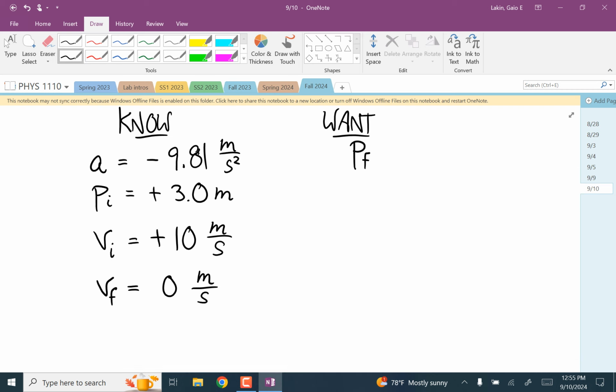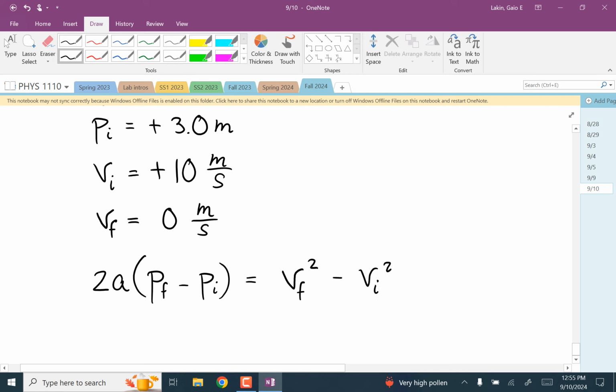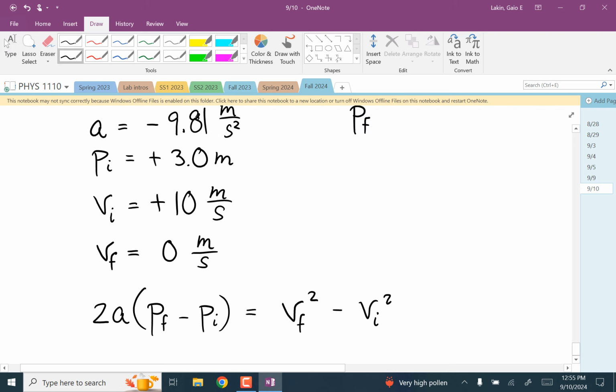Okay, is there an equation that has PF in it and everything else in it is known? Well, since there's no time final, the only one that could possibly work is the last of those 3 that doesn't have T final in it. So let's check that and make sure that it works. Hopefully it will. So that says 2 times A times the quantity PF minus PI is equal to VF squared minus VI squared. It does have PF in it. A is known, PI is known, VF is known, and VI is known. So this one will work.